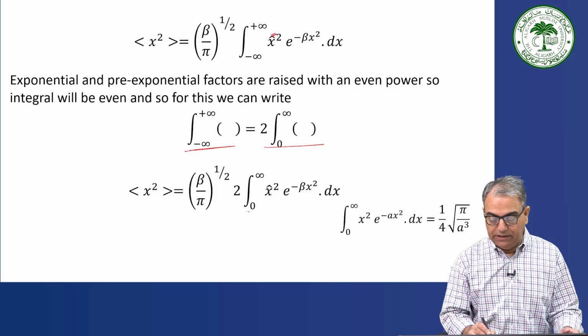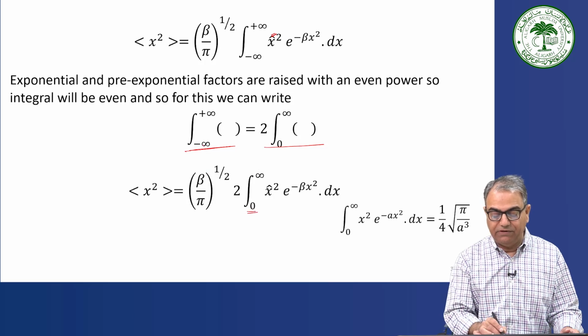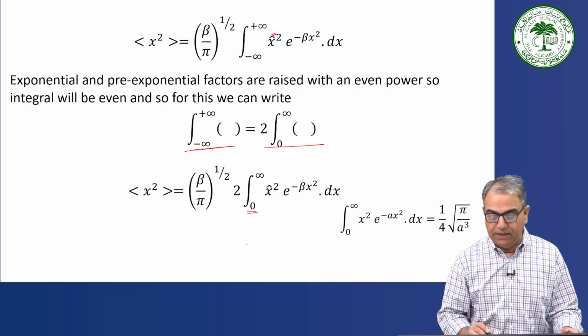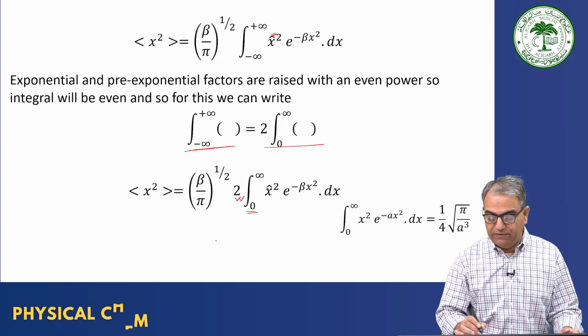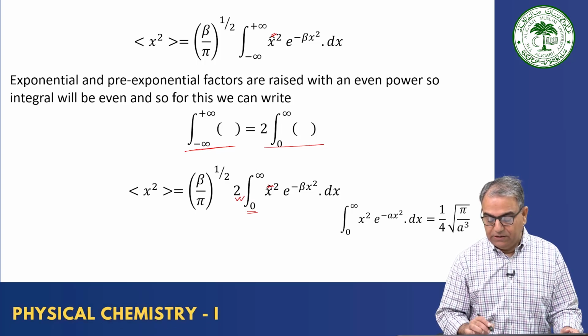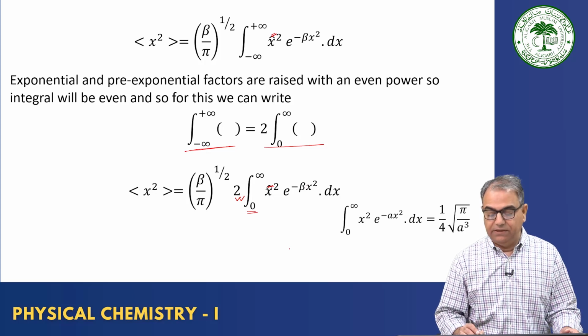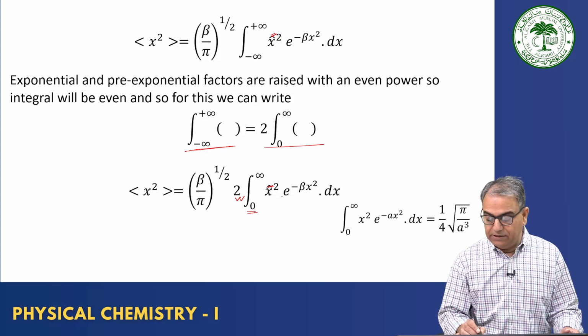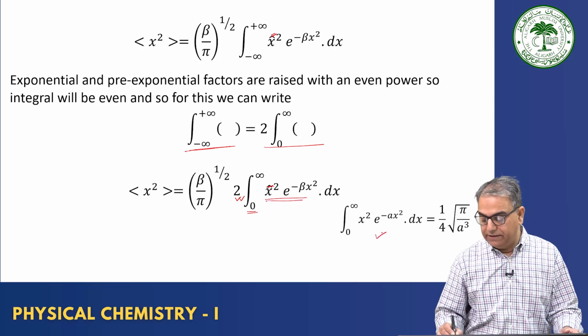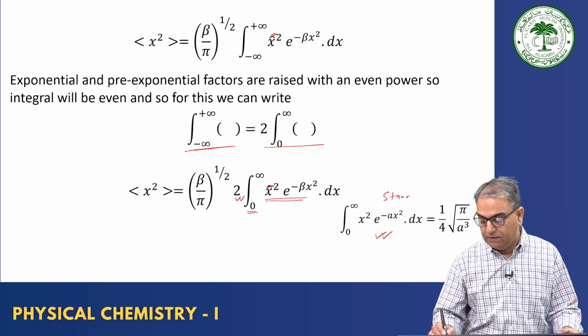Now the integral limit is changed to 0 to infinity. It was initially from minus infinity to plus infinity, and when you change the limit you write 2 here. Then you have x square, remove this cap, and x square exponential minus beta x square. And this is a standard integral, and the standard integral value is this one. I will write the standard integral.